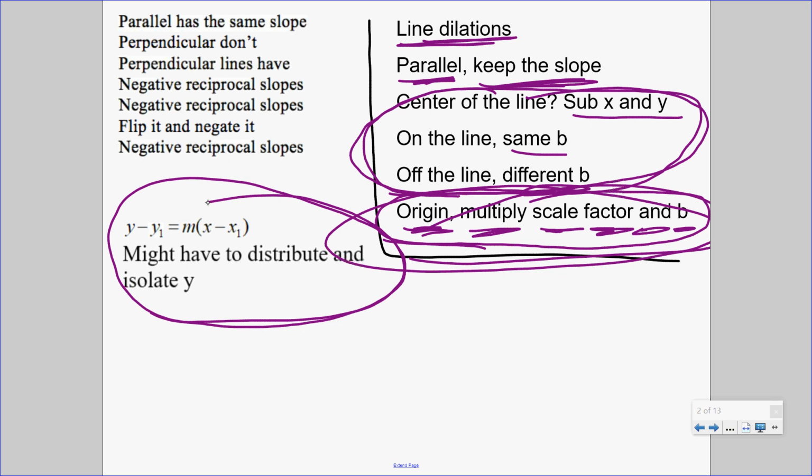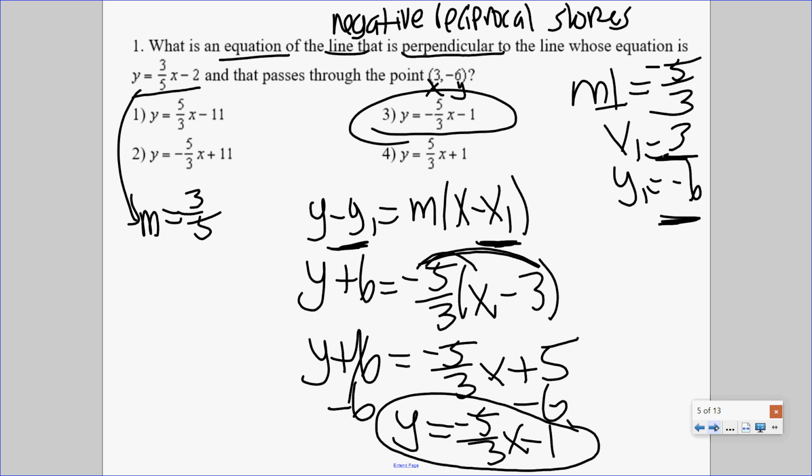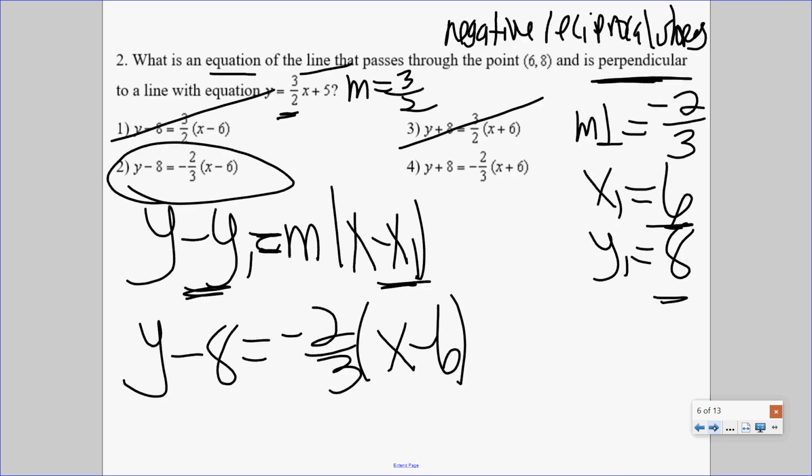And understand that you might have to distribute and isolate y if you want to put it into y equals mx plus b form, which we had to do in number 1 here. In number 2, they weren't in slope-intercept form, they weren't in y equals mx plus b form, so I didn't have to do that step. If it's open response, don't do that step.